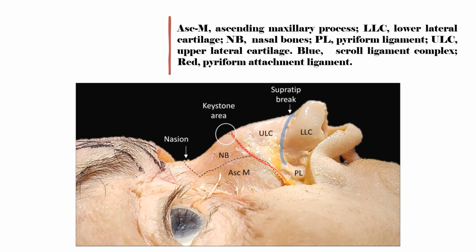The space is lined by mucosa and covered by the transverse portion of the nasalis muscle. It may contain accessory cartilages and fibrous fatty tissue that contribute to the lateral aspect of the internal nasal valve. Nasal obstruction may occur as a result of medialization of this space by scar tissue or cartilage grafts used in nasal reconstruction. ASCM, ascending maxillary process; LLC, lower lateral cartilage; NB, nasal bones; PL, piriform ligament; ULC, upper lateral cartilage. Blue, scroll ligament complex; red, piriform attachment ligament.